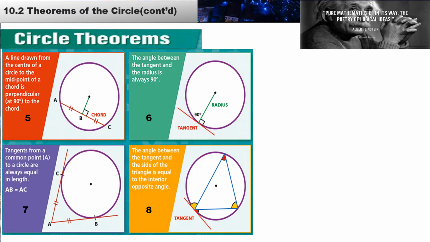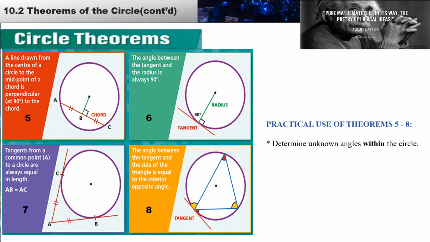So as far as the practical use of these particular theorems, they are used for determining unknown angles within the circle, just like the previous 4 theorems, and they are also used to deduce unknown lengths. Theorems 5 and 7 specialize in doing that exactly, right? Because both theorems involve lengths, as you could see here with the 2 dashes. I don't know why I keep calling them dashes, but they're actually just short lines, right? These 2 short lines represent equality in length. So these 2 theorems can be used to deduce unknown lengths.